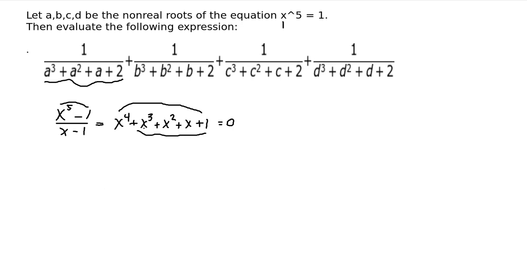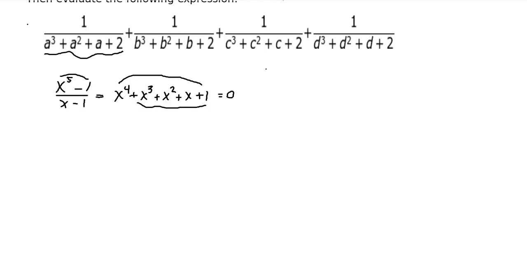And so we see this a cubed plus a squared plus a plus, well, we don't have a 2 here, we have a 1, but that's fine. So each of our fractions is instead, let's say I take out the 1, so now we're just looking at what is a cubed plus a squared plus a plus 1. Well, if I subtract x to the fourth on both sides, we get that is equal to negative x to the fourth. I'll write negative a to the fourth.